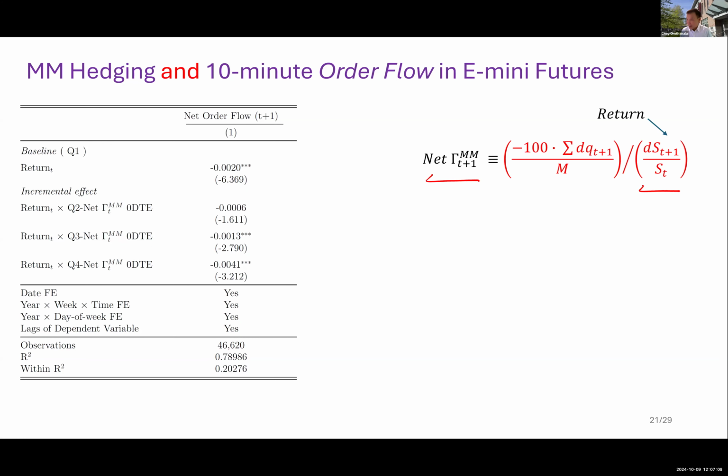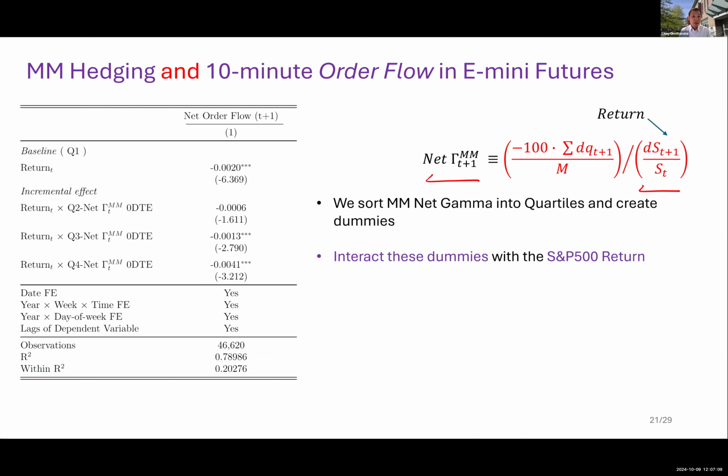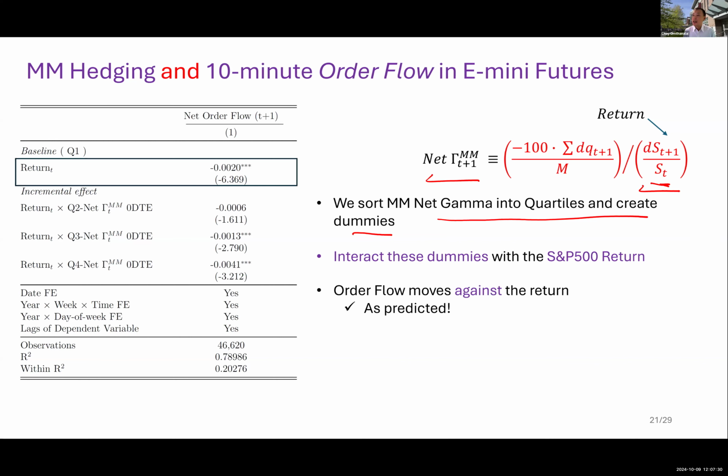So we are going to be interacting net gamma with return. We're going to sort net gamma into quartiles to create dummies, because we would like to make the net gamma a positive magnitude and focus only on the return sign. We interact these dummies with the S&P 500 index return, and that's the first result we see right here. This is the baseline result. This coefficient shows the net order flow of E-mini futures in the next period when the return in the current period moves up by 1%.